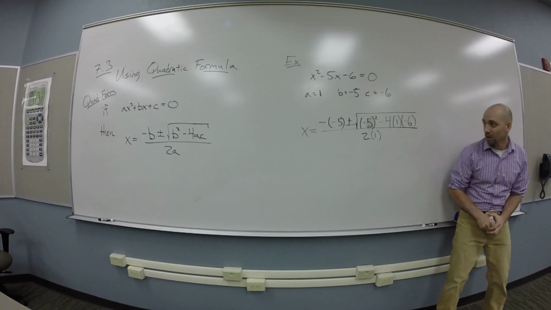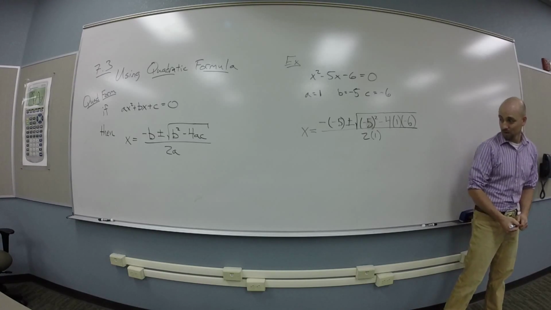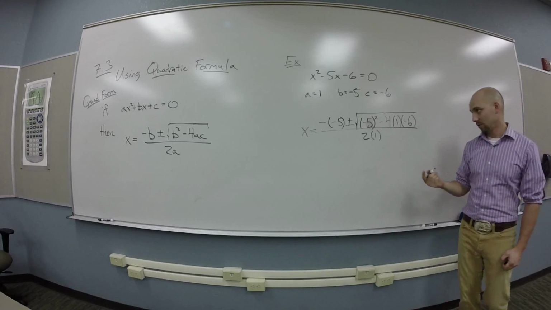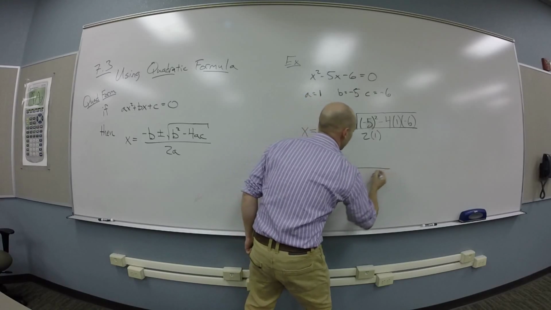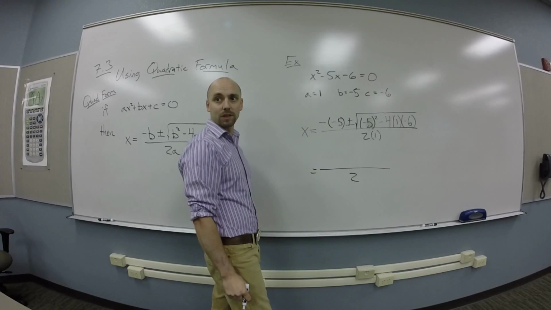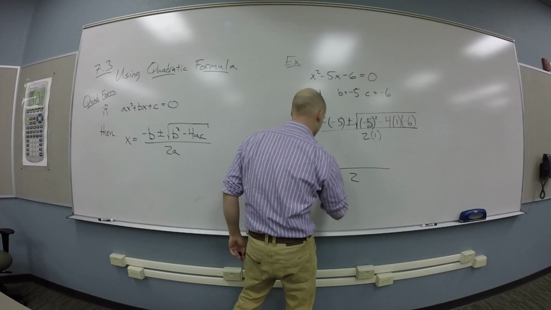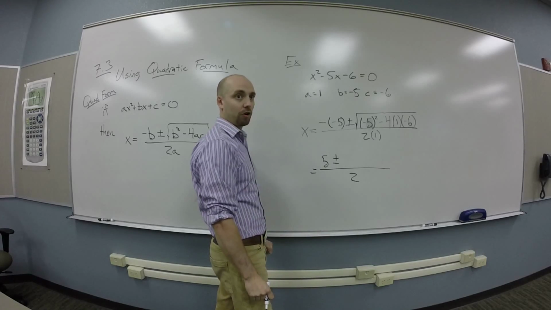So with this one, the next thing I should do is try to simplify. What things can I simplify easily? The 2 and then the 5. 2 times 1 is 2, and -5 is 5. And the plus or minus will just stay.